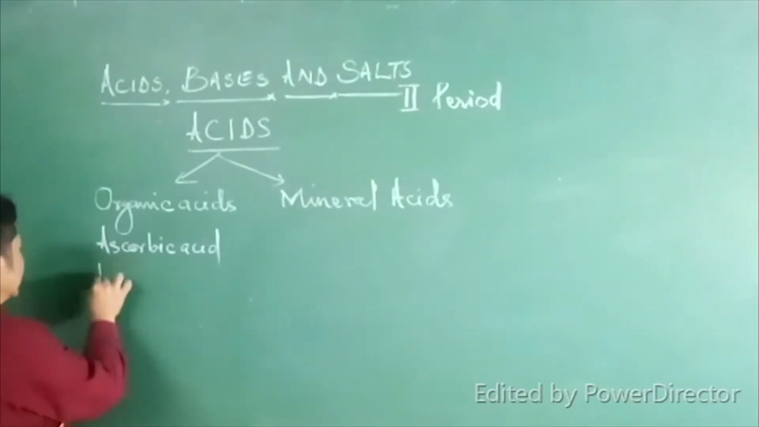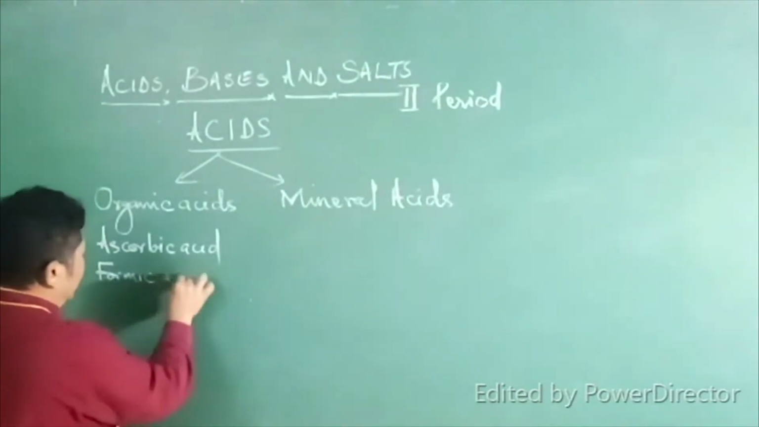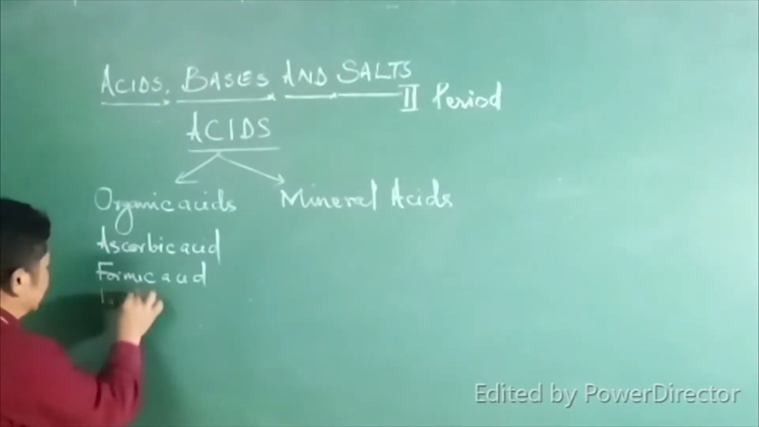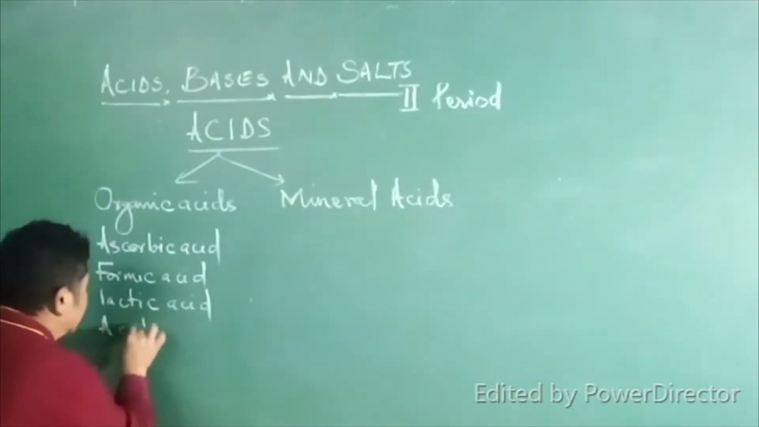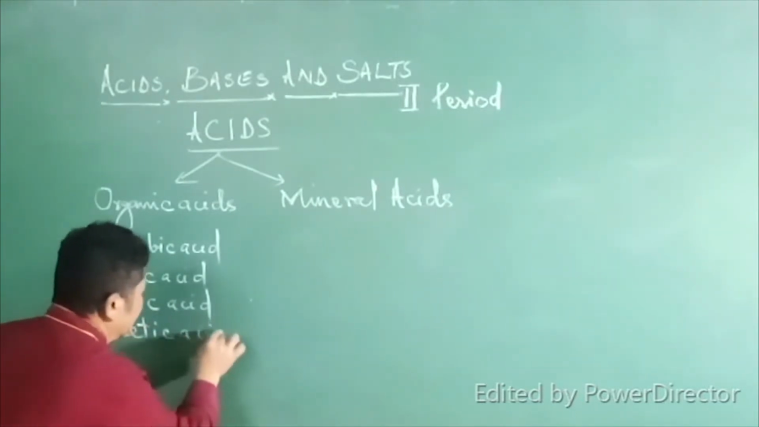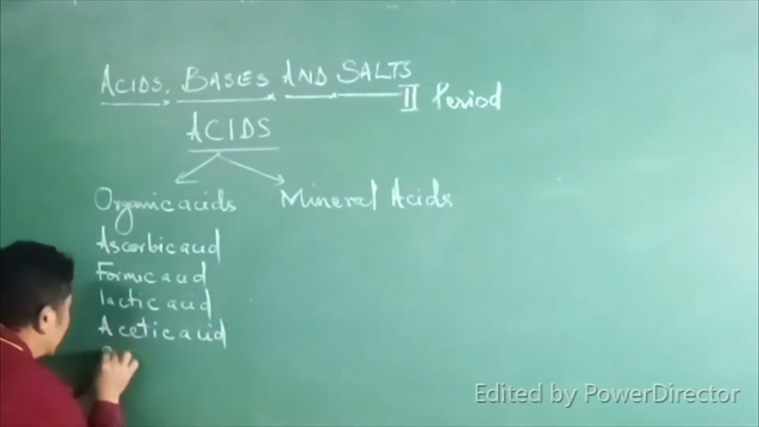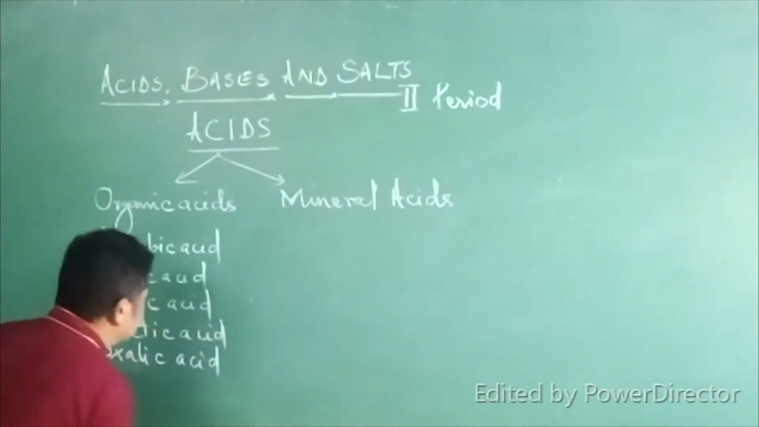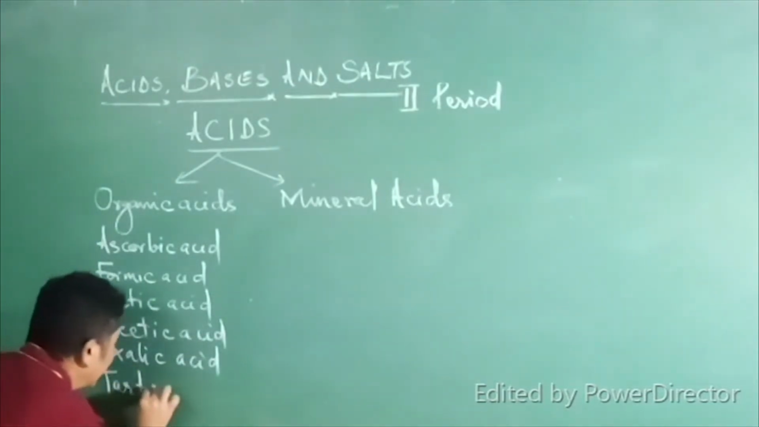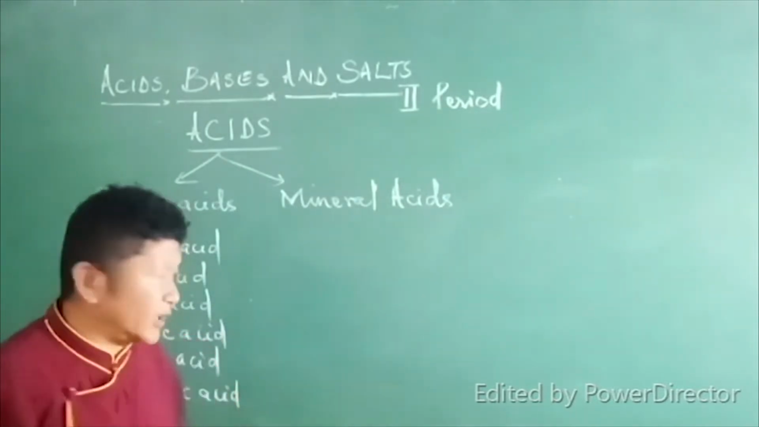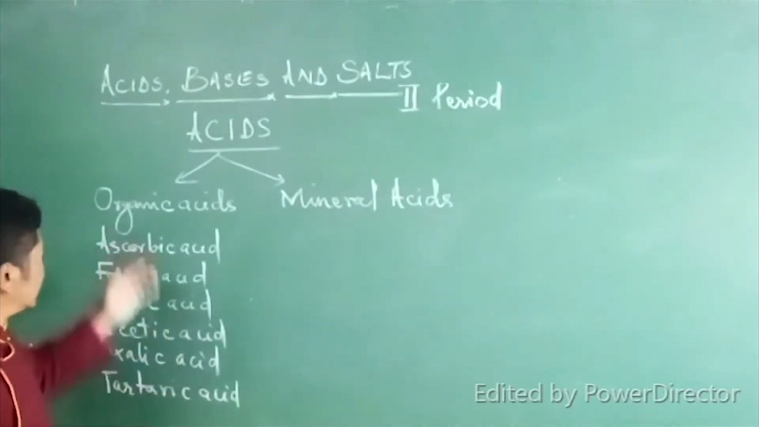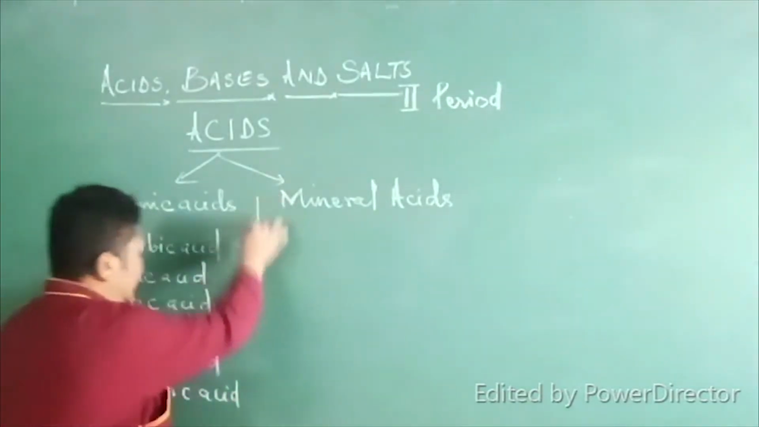Ascorbic acid, formic acid, lactic acid, acetic acid, oxalic acid, tartaric acid. These are organic acids which are found in natural fruits and vegetables, in plants and animal products, or are derivatives of them.